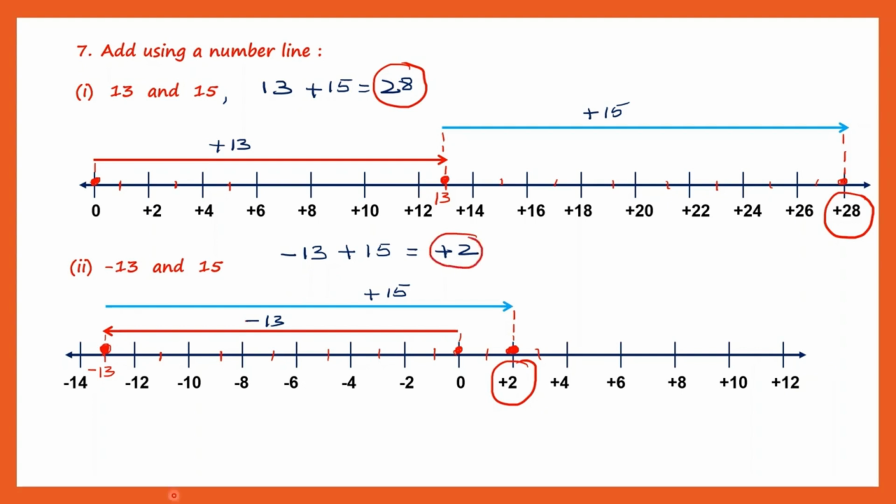Now we can check this answer also. Now let's see. Here signs are different. So we have to put the sign of the bigger number and subtract. 15 minus 13 is 2. So our answer is correct.